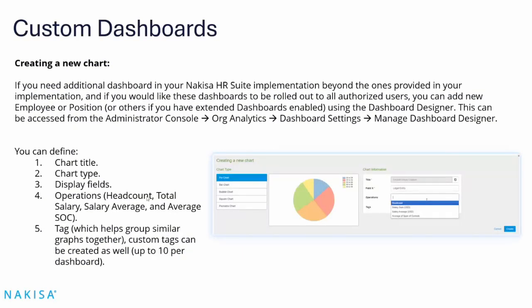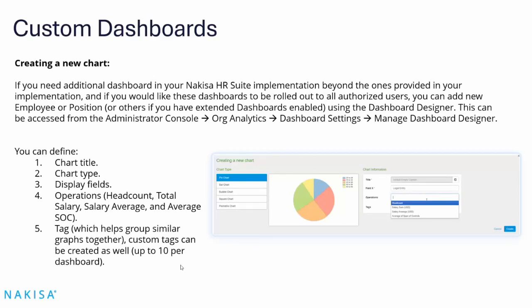Before I show it live, to create a chart, it's very straightforward. You can do this in the administrator console or the front end, as I mentioned before. From the admin console, you can just simply go to the org analytics. You can select the dashboard settings, and then you can say manage dashboard designer, and there you can start adding the different types of information that you need.